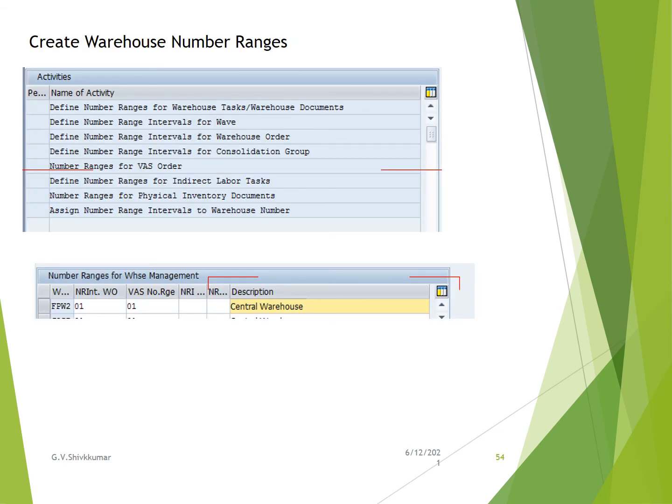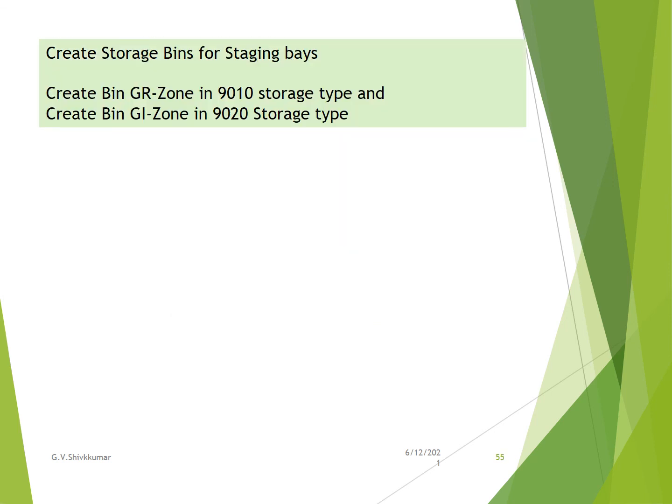So create the warehouse numbers, right? So warehouse I already told, right? Warehouse task, warehouse document. Then for wave, warehouse order, consolidation groups, that is value added service order, indirect labor task, physical inventory documents, intervals for the warehouse number. So everything can be set here. Number ranges. Then create storage bins for staging area. Okay, that is important. GR zone is 90, GA zone is 920. So we have these storage types created for the GR and GA zones.